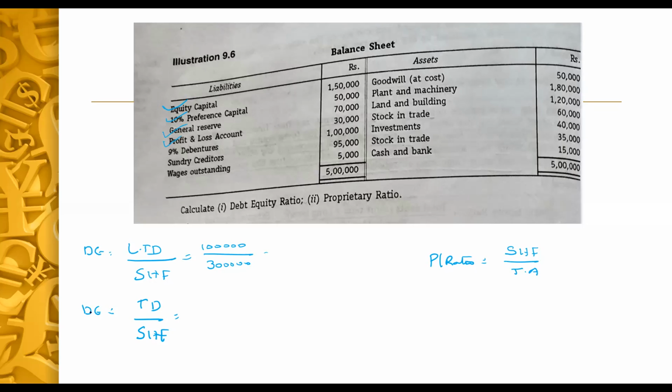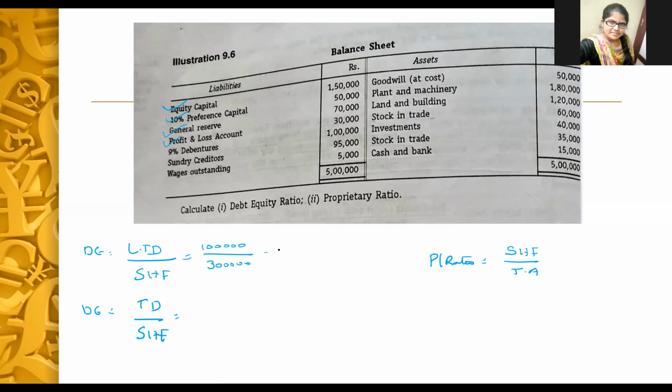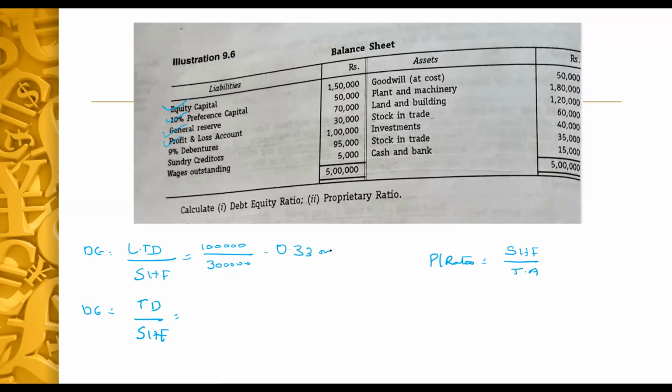What is the debt equity ratio in the first method? Long-term debts divided by shareholders fund. What is the answer? 0.33. What is the ratio? 0.33 is to 1, or 1:3. Ratio analysis is very easy. Don't worry, just understand which items come where.